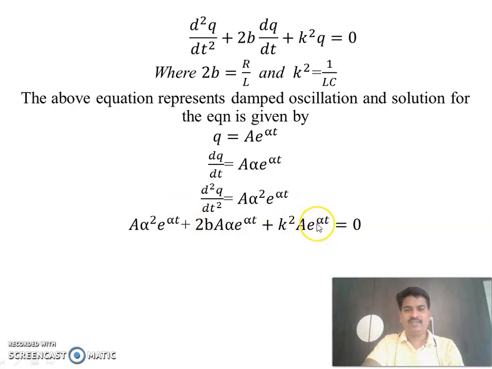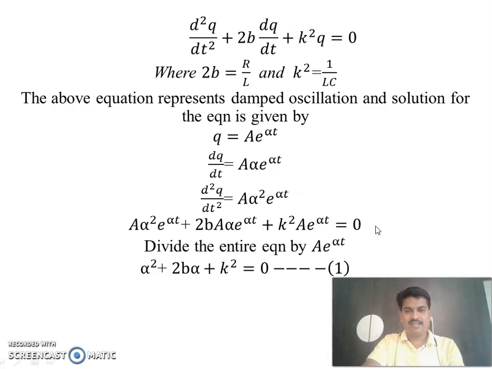Now in the entire equation, the common term involved in all the three terms is A e to the power of alpha t. Now it is easy if I divide the entire equation by A e to the power of alpha t. If I do that, I'll end up with a simple quadratic equation, which is alpha square plus 2b alpha plus k square is equal to 0. I am calling it equation 1.